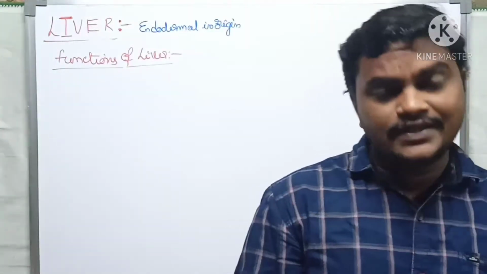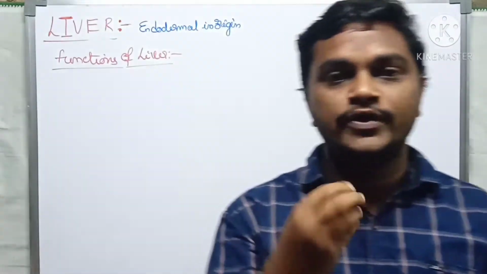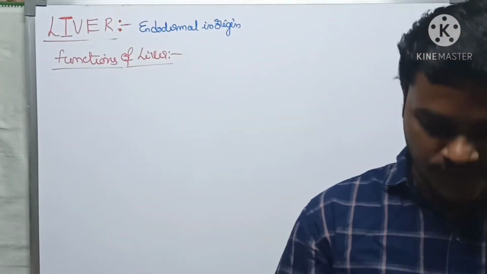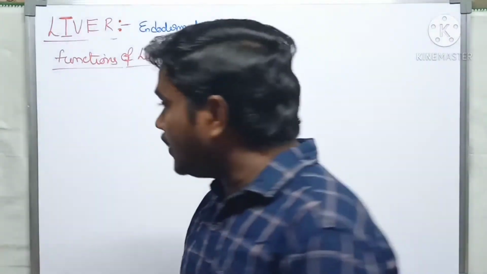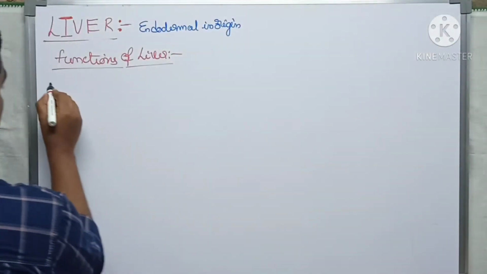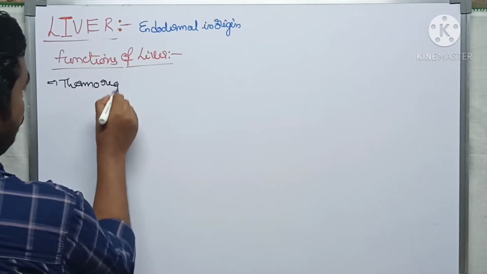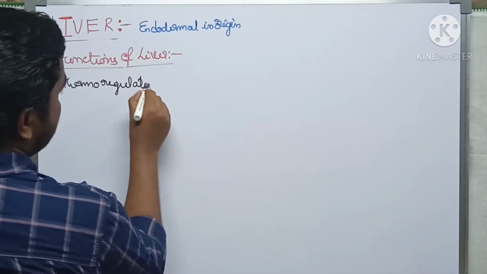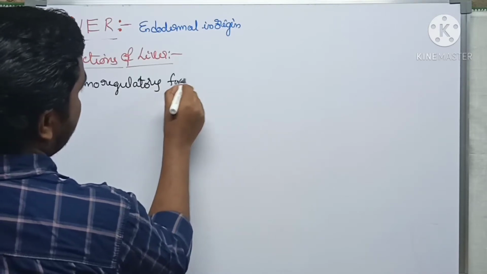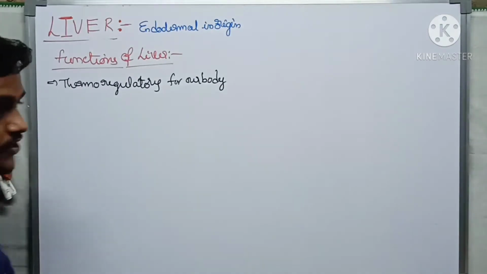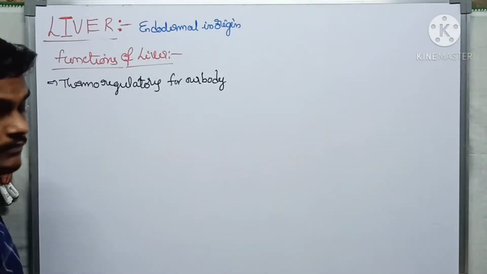The liver acts as a thermoregulatory organ. It distributes heat throughout our body. That is why it is called a thermoregulatory organ for our body. It regulates temperature by distributing heat throughout the body.